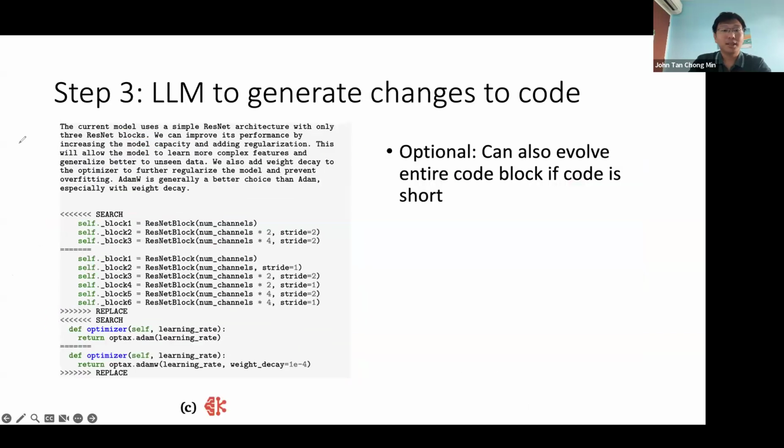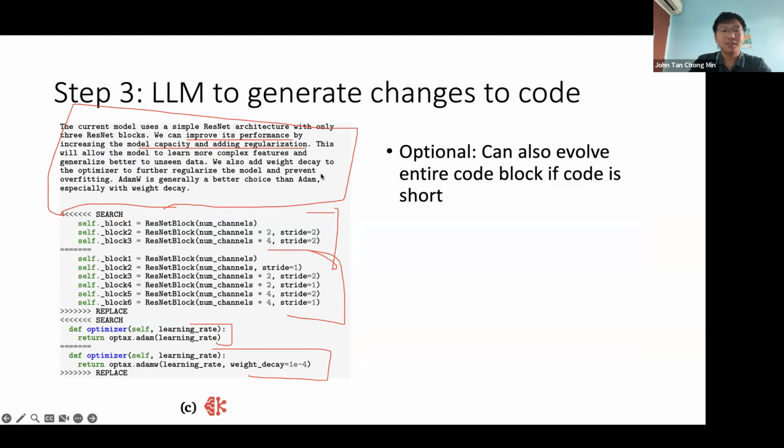Next, we use the LM to generate the changes to the code. So over here, this is the reasoning process. So similar to what I did with the analysis and thoughts, here you reason, okay, we can improve the performance by adding model capacity and adding regularization. Search for this block, and then replace with this block. And then search for this block and replace with this block. So you can see this actually is a chain of thought prompting to edit the code based on the idea.